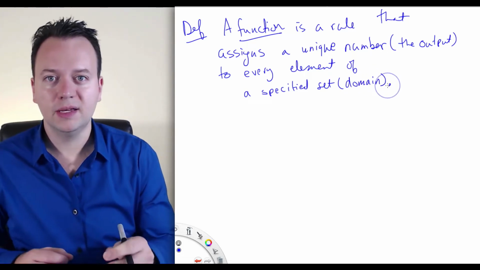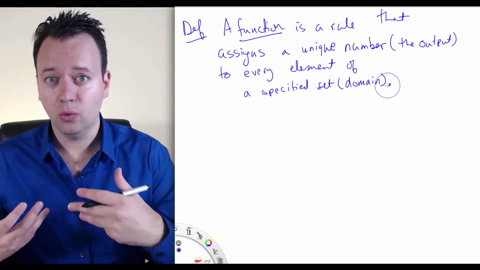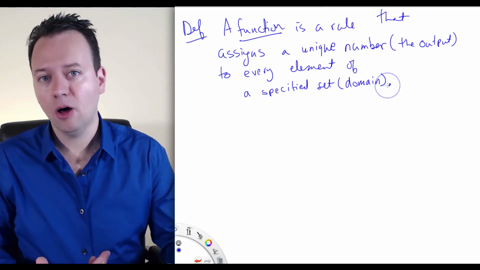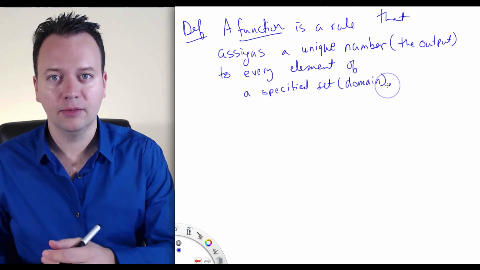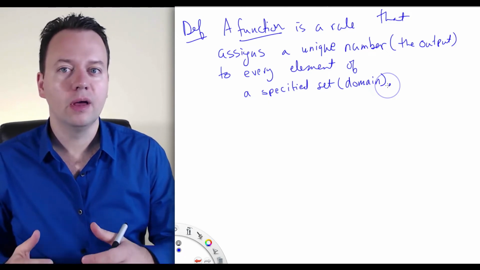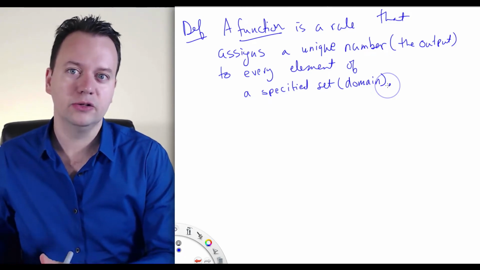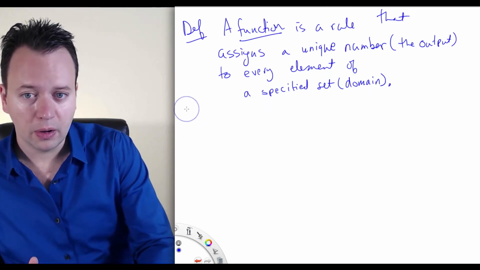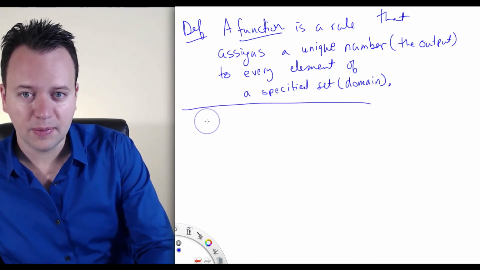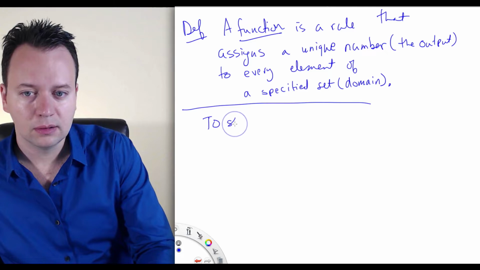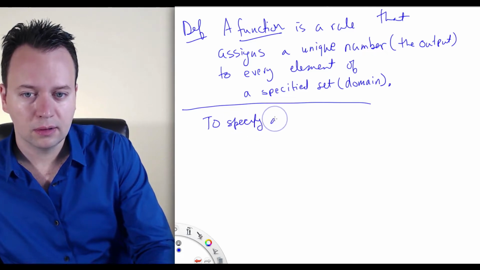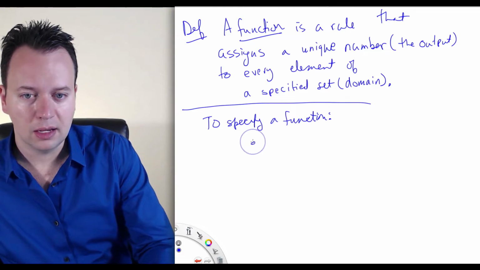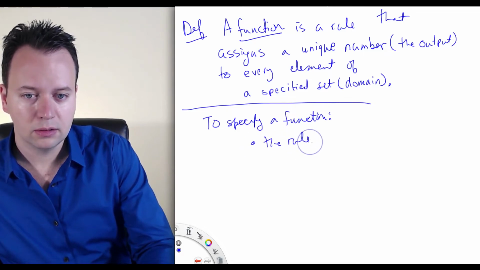So a function is basically a rule that gives you one single unique output for every input that comes along. And these inputs come from a predetermined set that is known as the domain. So to specify a function, you need two things. You need the rule and the domain.